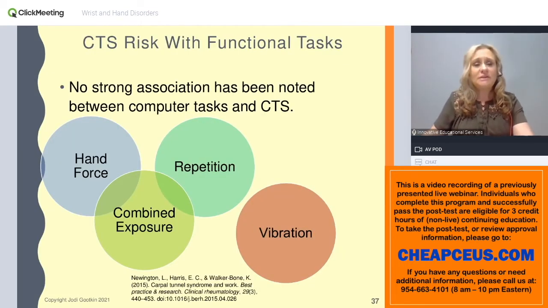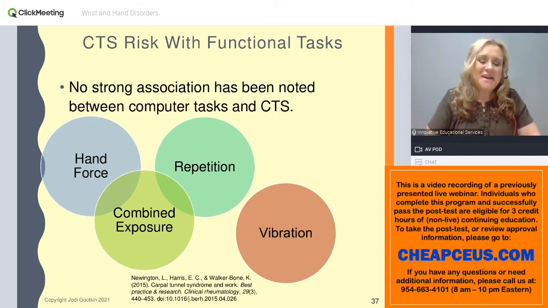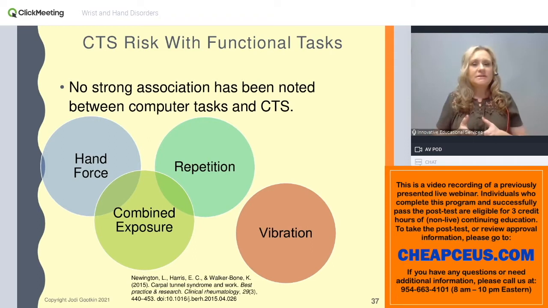And then we do have individuals with functional tasks who are at risk of developing carpal tunnel syndrome. The American Conference of Governmental Industrial Hygienists, which sounds like an amazing place to work, that would be bucket list for me, recognizes that there's a high probability of work-relatedness to the development of carpal tunnel syndrome, particularly with certain combined exposures.